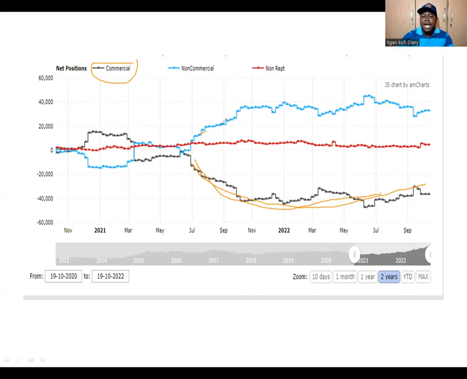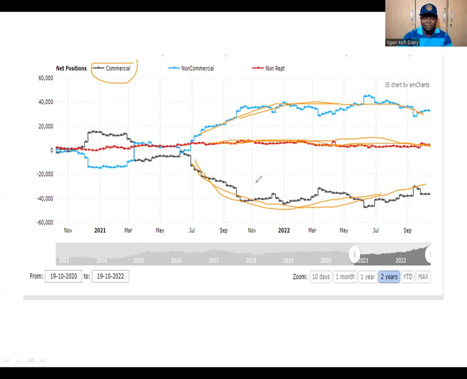They are in the blue color, or is it green? Is it green or blue? This is blue, right? Good. Or green, I don't know. So this is the non-commercial, this is the commercial. And then the non-reportable is the red one in the middle, which is often not important to us. This report is not important. The one in red is not important.